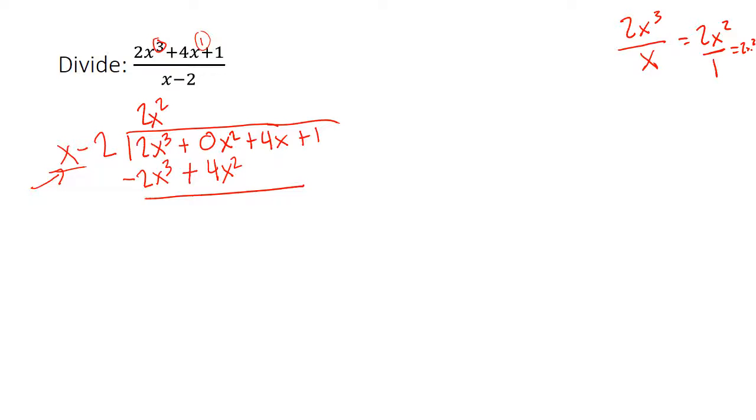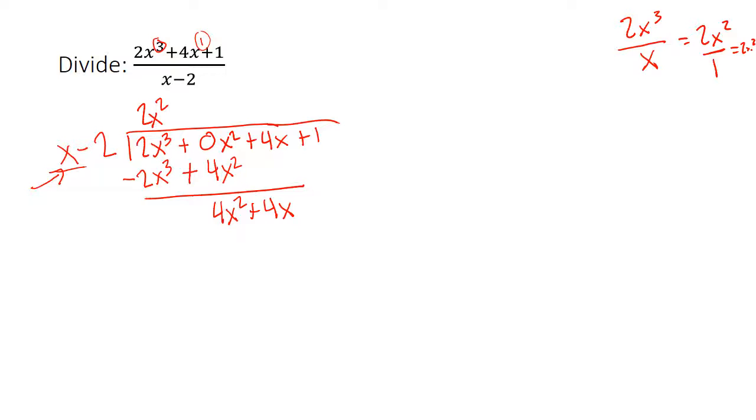These two are going to cancel each other out. Our 2x cubed minus 2x cubed is just 0. And then 0x squared plus 4x squared is going to give us 4x squared. Now we bring down our next term, which is 4x. And we kind of start the same process over.